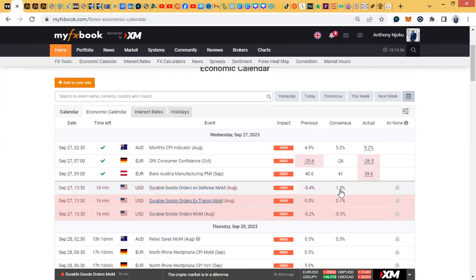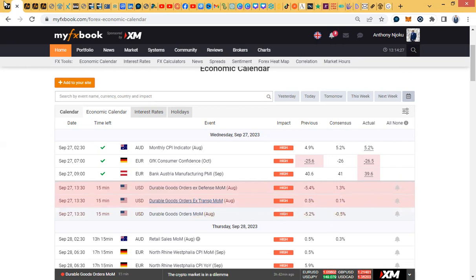Okay, so what we need to know is that 1.3% over here, you guys can see, is higher than minus 5.4%, which is good for the dollar. 0.1% is lower than 0.5%, which is bad for the dollar. And minus 0.5% is higher than minus 5.2%, which is good for the dollar. So overall, we have two data in the dollar's favor and one data not in the dollar's favor.